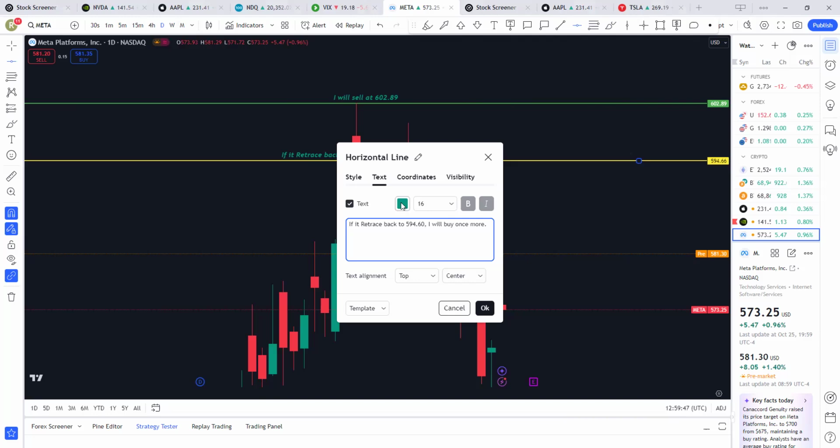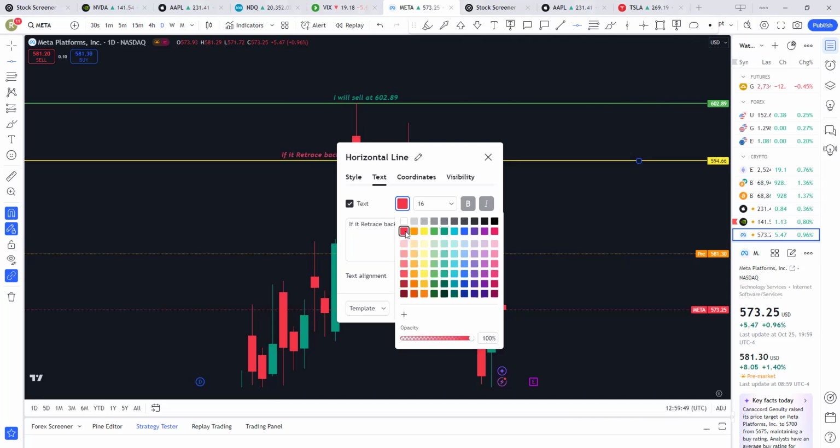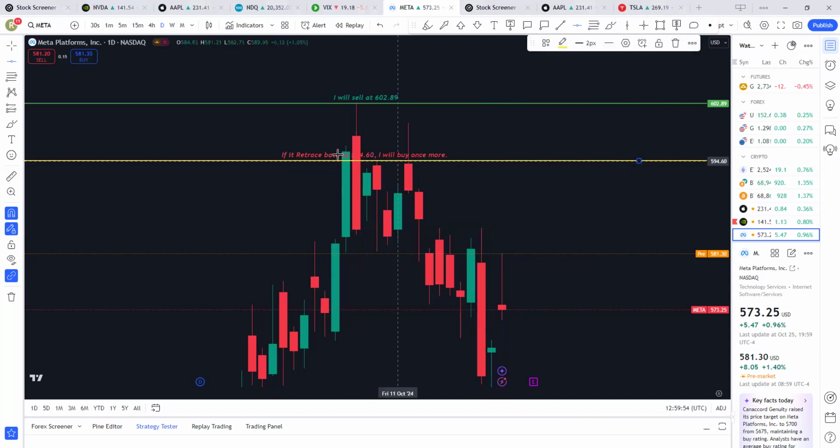And you can change it to a different color if you want. You can just add red. And you click OK, we cross. So that means you put it there. Whenever it goes back to that price, to 594, you will buy.